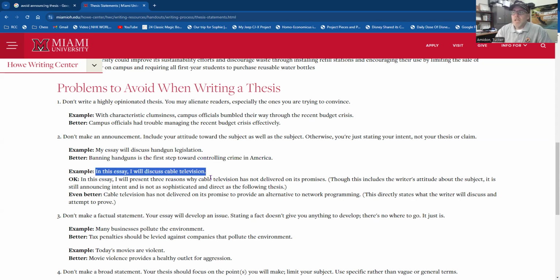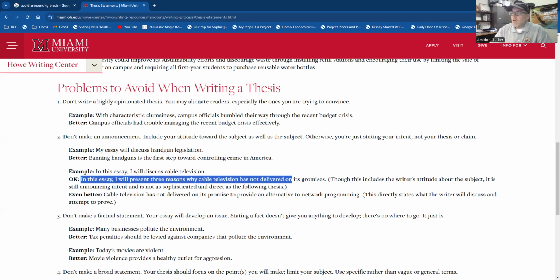Okay. Next example they give. In this essay, I will discuss cable television. Again, all they are providing us here is their topic. Not terribly helpful. What we want to have instead is something stronger. So the student tries something stronger. In this second one here, okay, in this essay, I will present 3 reasons why cable television is not delivered on its promises. This one's better, but it's still not good. Okay. This one is basically saying, it's not just I'm writing about cable television. I'm giving you my opinion. It's not delivered on its promise, but it can be so much stronger.